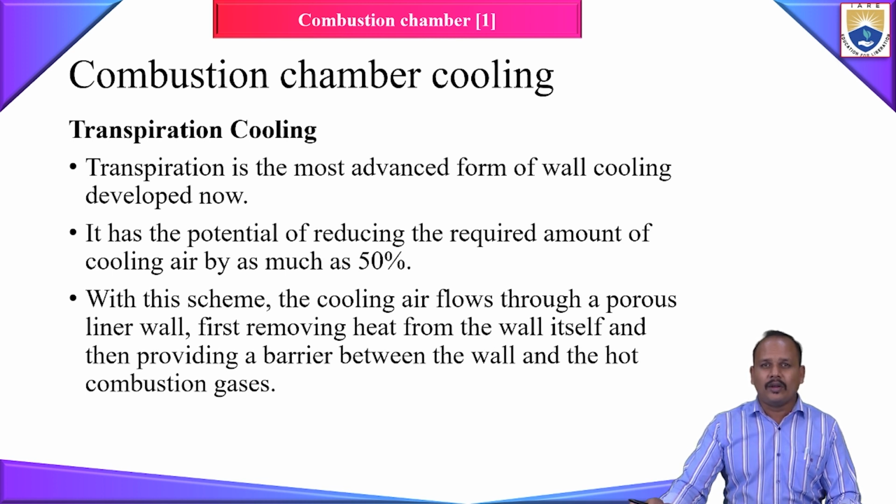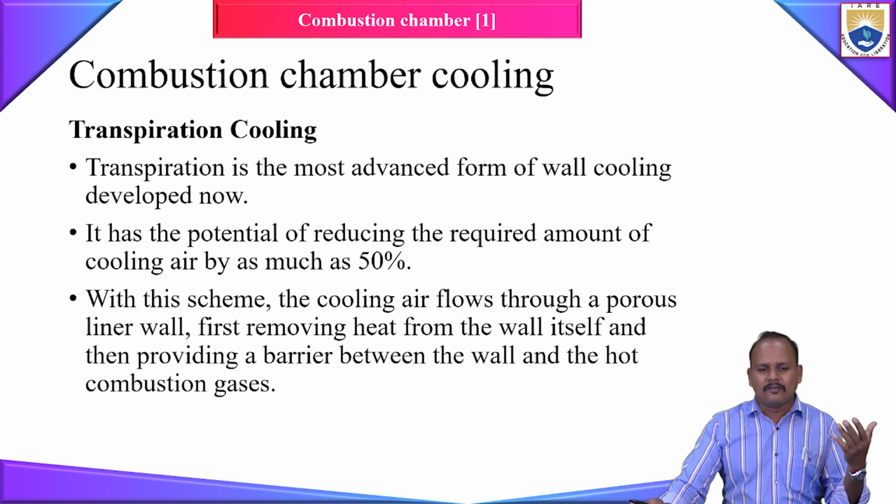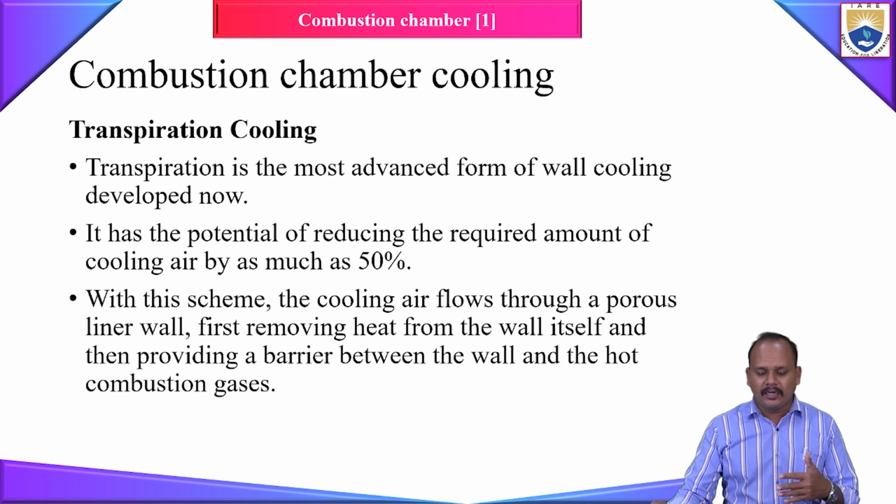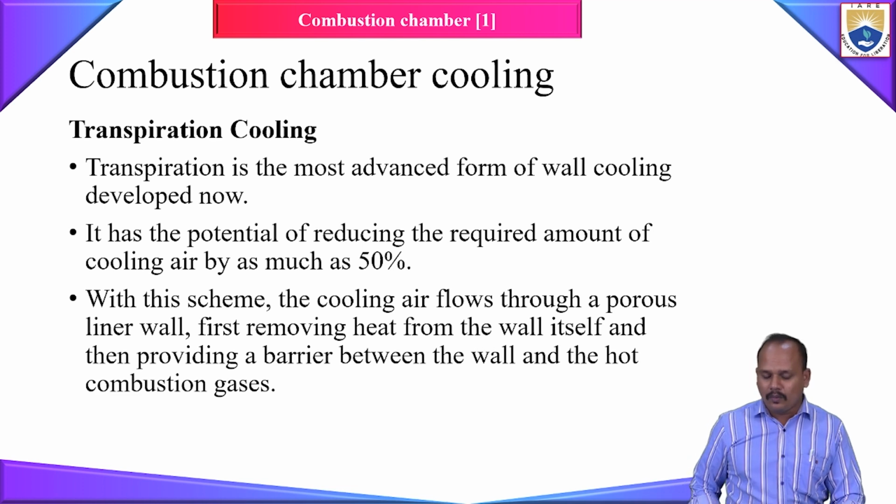So what is this transpiration cooling? You will have the liner wall, where they are porous walls. Porous wall means you will have micro holes. Through those micro holes, your air will be leaking through, and it's similar to film cooling, but a bit more advanced, where the barrier is much more effective. So you'll have small porous holes. Through that, your air will continue to enter, and it will form the barrier between your combustion gas and your wall. That way, it prevents the heat transfer between your hot gas and your liner.